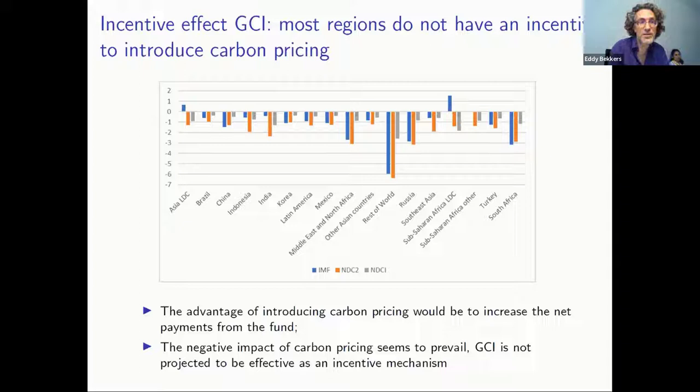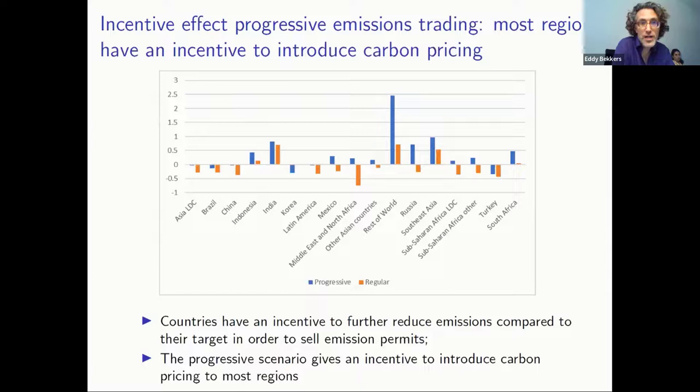Then finally, we thought, okay, let's go back to emission trading, but work with much more progressive emission targets. We also have regular targets, where the lower income countries have to do less and the high income countries more. But with progressive, it's much more extreme. And we see that many of the blue bars are actually positive. So many countries in this case would have an incentive to join a global emission trading.